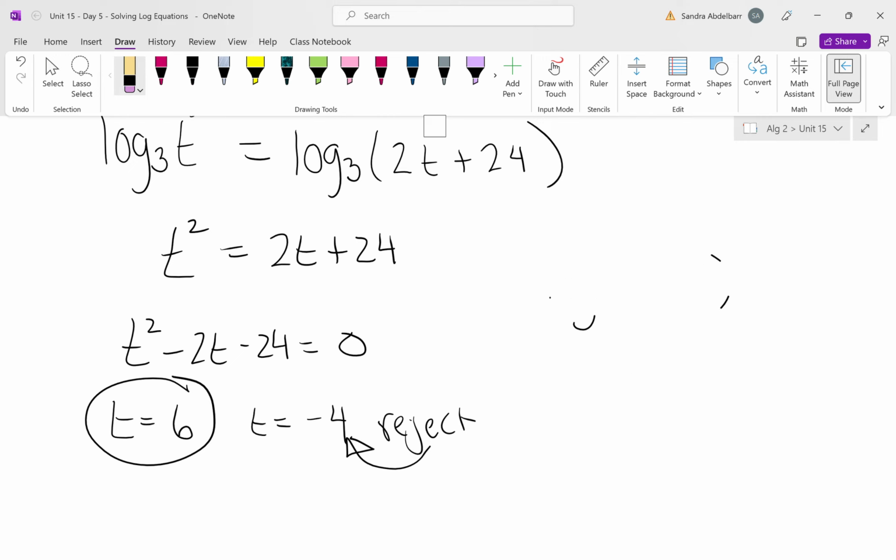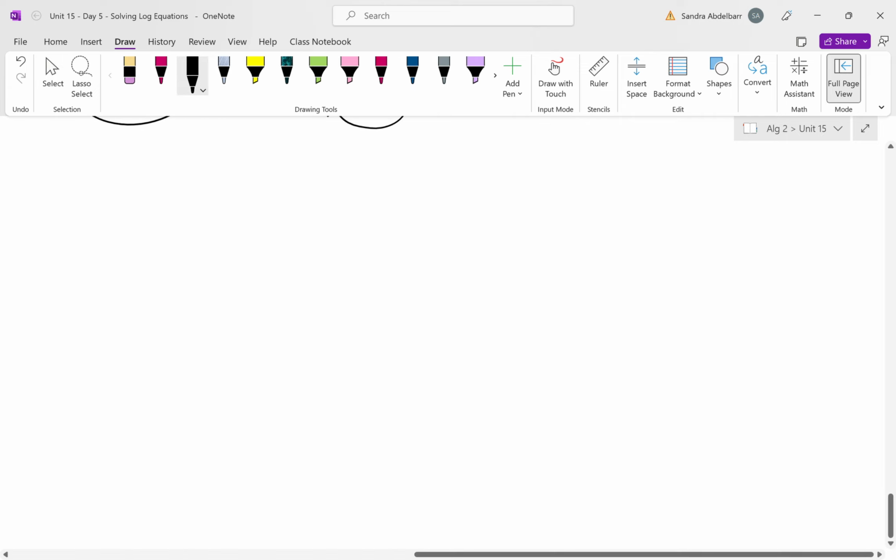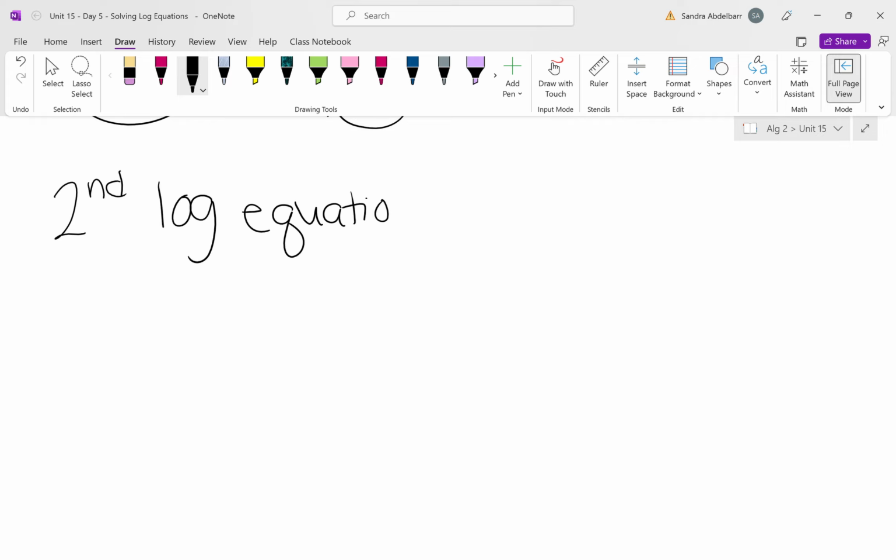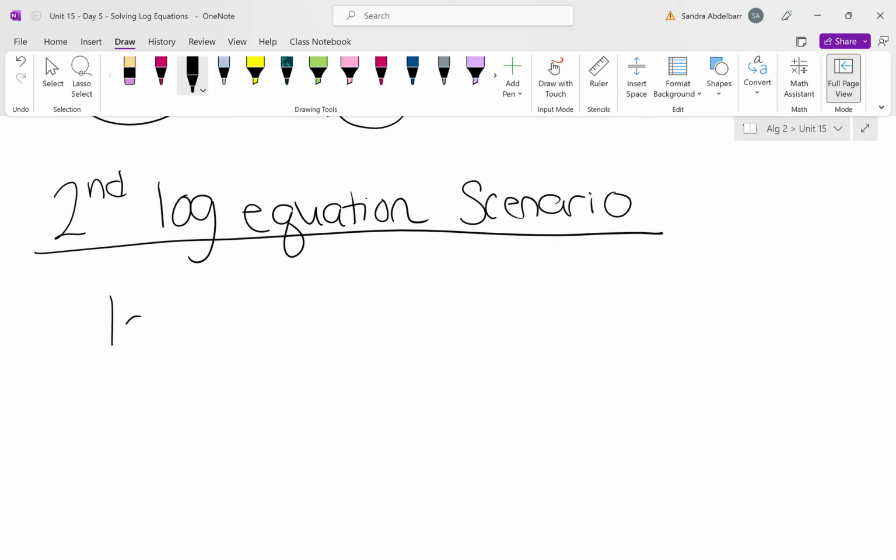Okay. So now I said there's two scenarios for log equations, right? The easier scenario is when one log equals another log. But there's another scenario. The second log equation scenario is when a log equals a number.